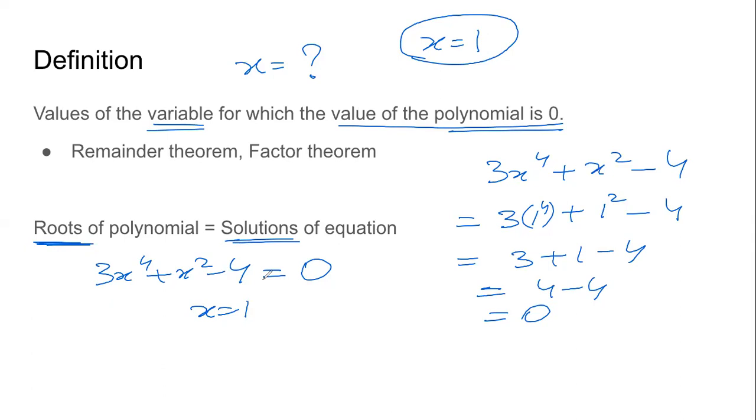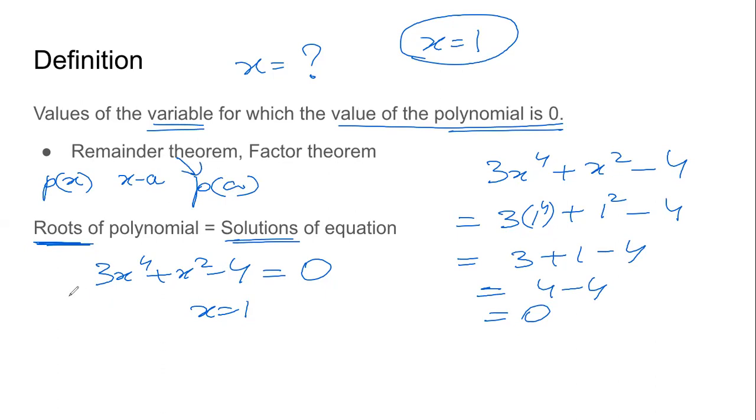Finally, remember remainder theorem and factor theorem. If we have a polynomial p of x and we are dividing it by another polynomial x minus a, then the remainder of this division is given by p of a. This is the remainder theorem.